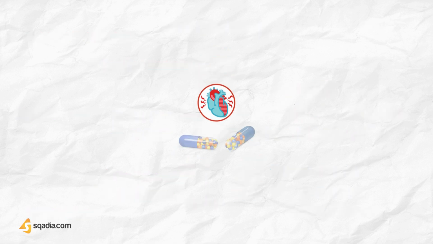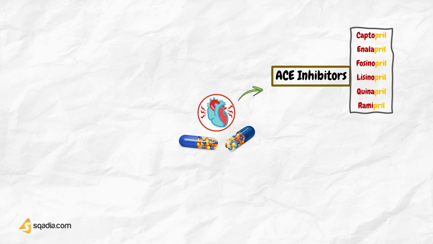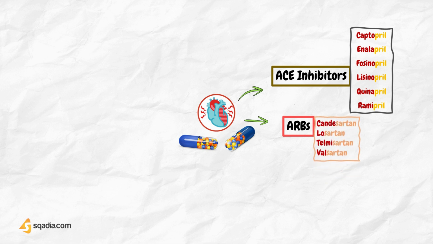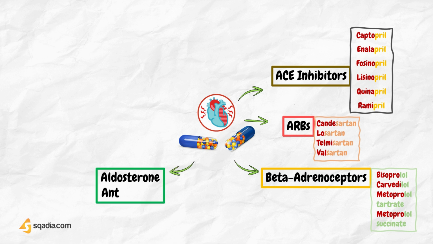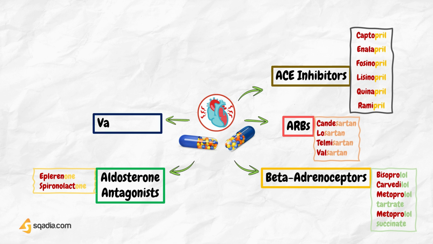The classification of the drugs should also be discussed, in which ACE inhibitors include captopril, enalapril, fosinopril, lisinopril, quinapril, and ramipril. Angiotensin receptor blockers are candesartan, losartan, telmisartan, and valsartan. Beta-adrenoreceptor blockers include bisoprolol, carvedilol, metoprolol tartrate, metoprolol succinate. Aldosterone antagonists contain eplerenone, spironolactone.